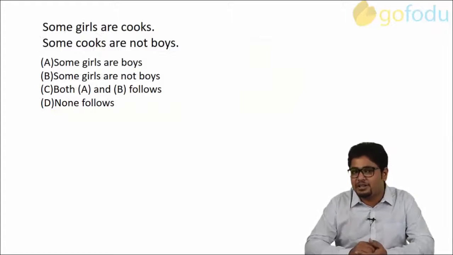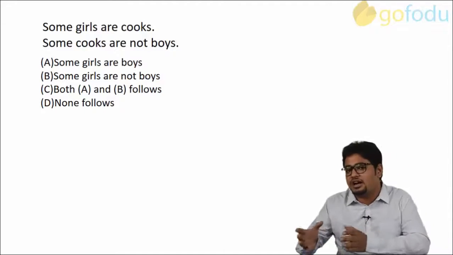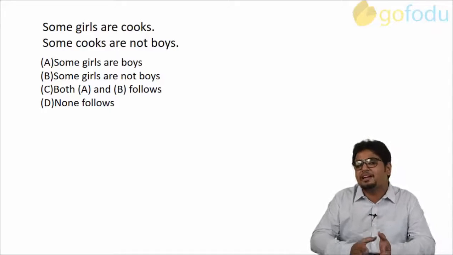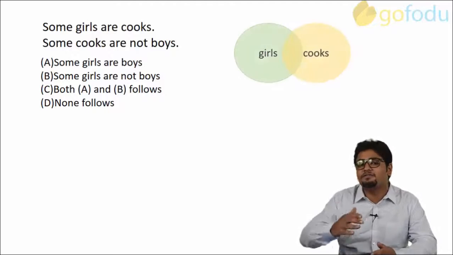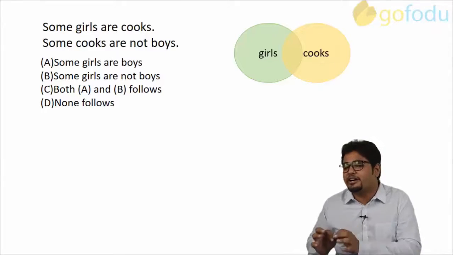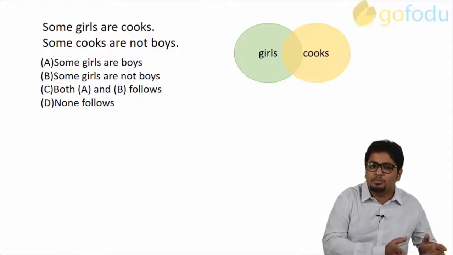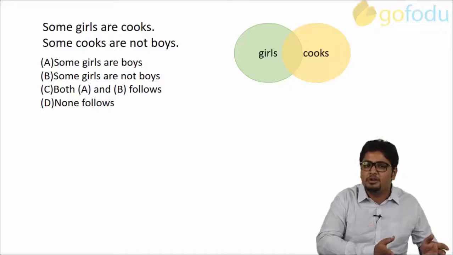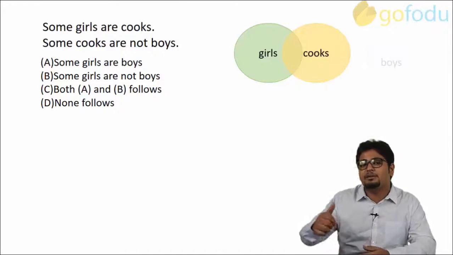In this example, we have some girls are cooks and some cooks are not boys. Let's quickly look at the basic diagram. From 1, we have this basic diagram. Now, the second statement is some cooks are not boys. Some not premise has no basic diagram. We use the minimum overlapping concept. Final diagram becomes like this.